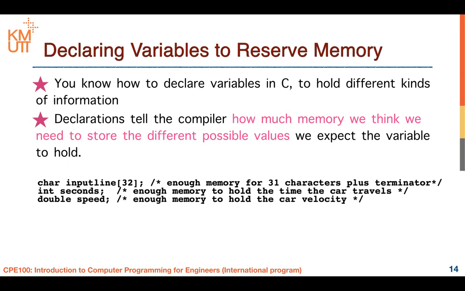Character: if we have to keep 31 characters, we need to allocate memory for an array of characters, because we have to reserve the backslash 0, which is the terminator for a string. Integer seconds: enough memory to hold the time the car travels in the unit of seconds. And double speed: enough memory to hold the car velocity, which could be a real number.